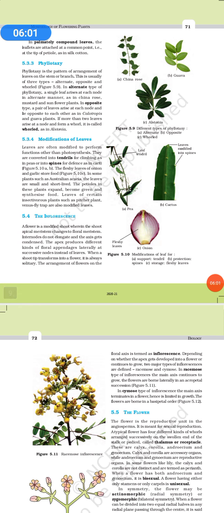Now coming to modifications of leaves. What are the different modifications that we find in leaves? The leaves can form tendrils, as in pea, for climbing. The leaves are also modified into spines in cacti, so that they reduce transpiration, that is, loss of excess water. In some plants such as Australian acacia, the leaves are small and short-lived. The petioles in these plants expand, become green and synthesize food. Leaves of certain insectivorous plants such as pitcher plant and Venus flytrap are also modified leaves.